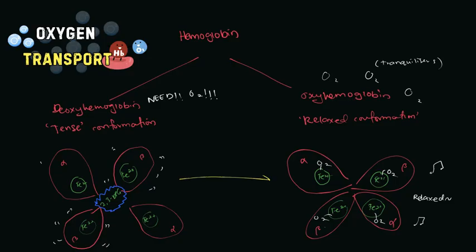So from this tense state, when oxygen binds to the hemoglobin, 2,3-DPG will detach itself from the hemoglobin. So from the tense state, it becomes the relaxed state of oxyhemoglobin. Whereas when the oxyhemoglobin, from the right side, releases oxygen, it gains 2,3-DPG, converting it from the relaxed conformation of oxyhemoglobin to the tense conformation of deoxyhemoglobin.